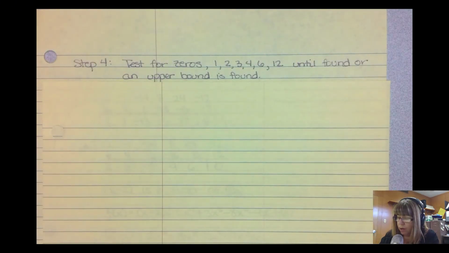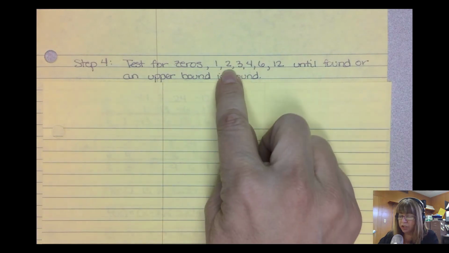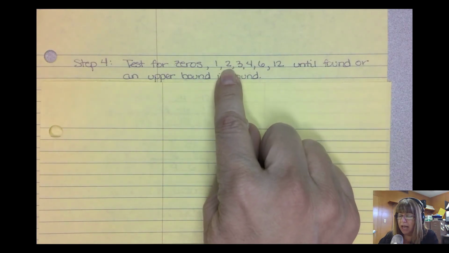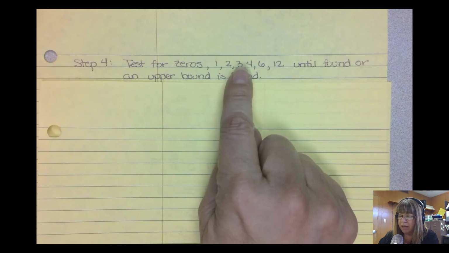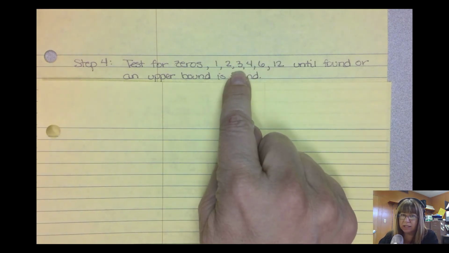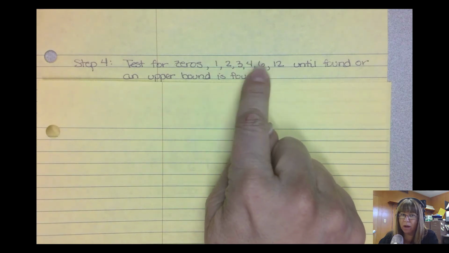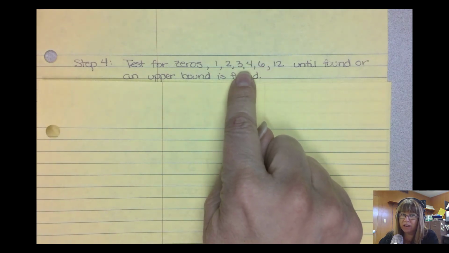Step 4, let's test for our zeros until we find a zero or an upper bound is found. So I'm going to concentrate on the positive whole numbers for now, because if we're finding an upper bound, we had 1/2 and 3/2. So if we test for a 2 and that turns out to be an upper bound, I actually don't need to test for 3, 4, 6, and 12. If 3 is our upper bound, then again, I don't need to test 4, 6, 12 for a 0 because we already found our upper bound.